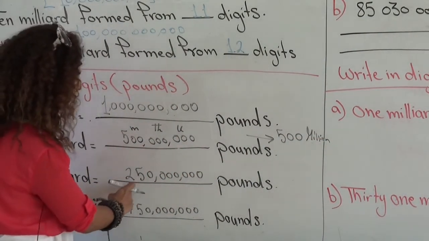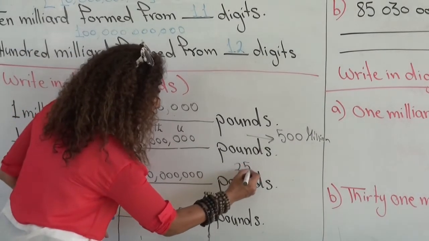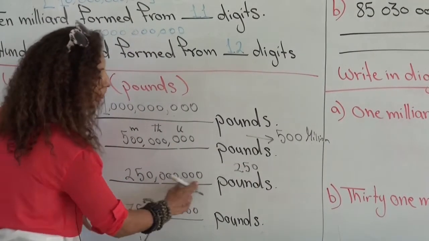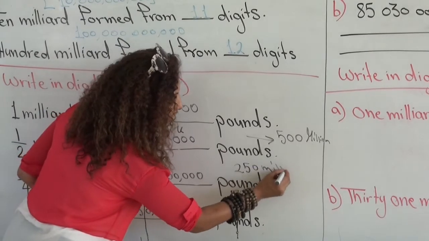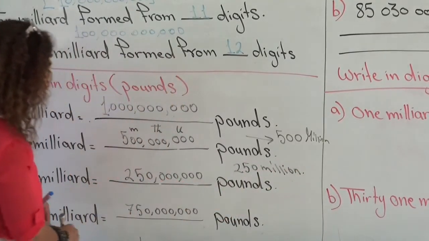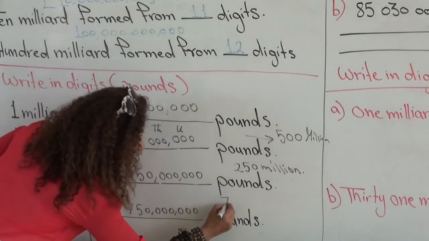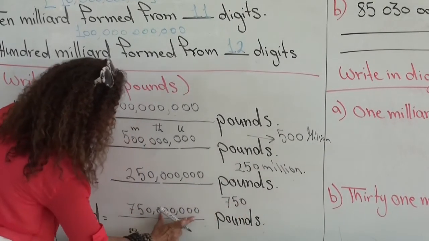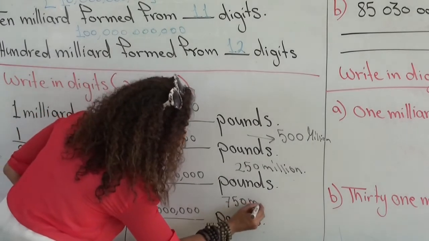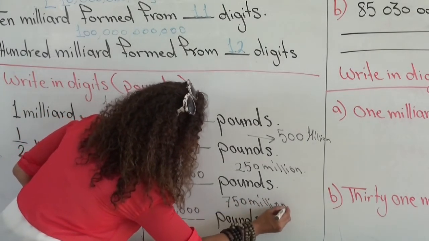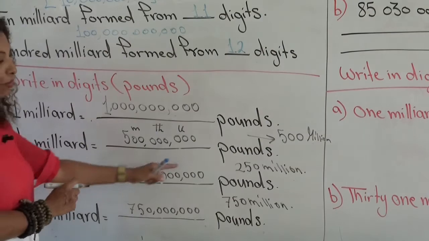You can write it 250 and replace the 6 zeros by the word million. And what about 3/4 milliard? I will write it 750 and replace the 6 zeros by the word million. Both of them are correct. You can write it here as digits or like that.